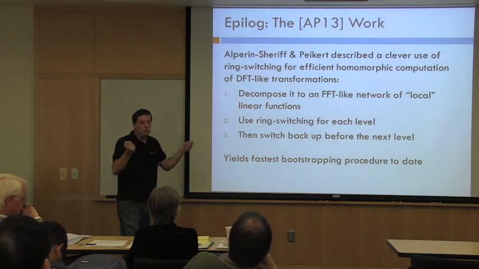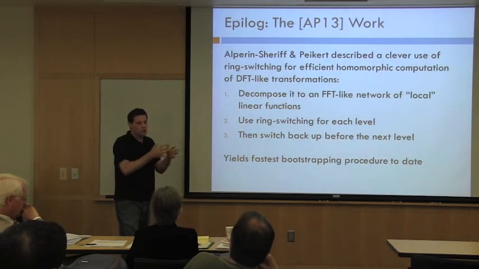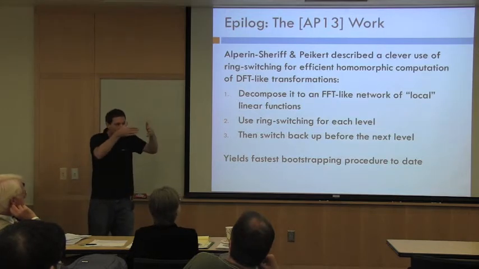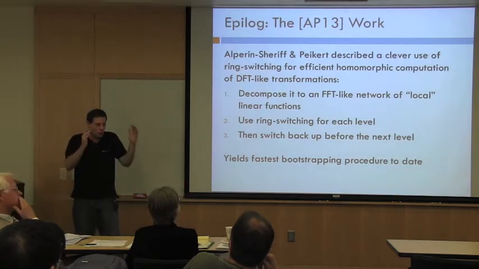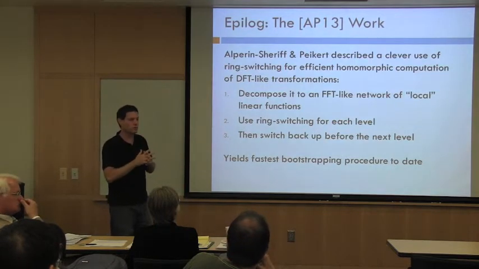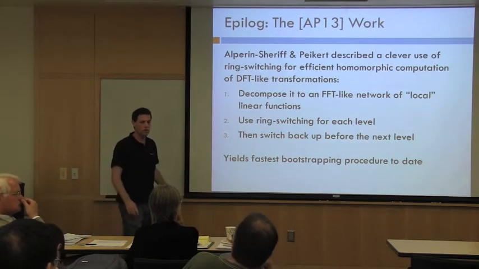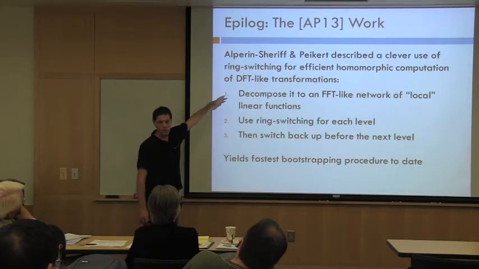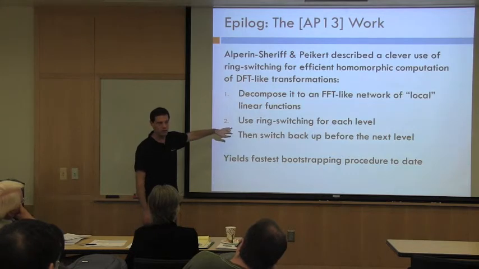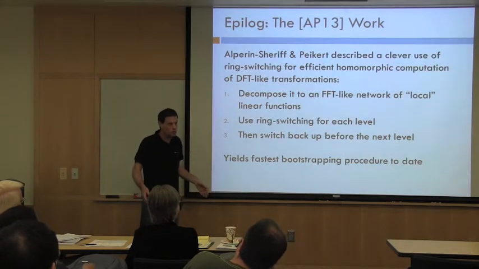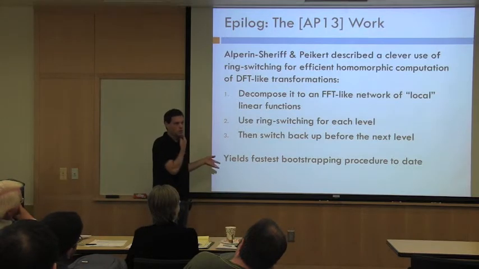Well, what do we know about the discrete Fourier transform? We know that you can come up with an FFT network for it. And an FFT network is a network of many small linear functions. They're all very local. All of them take like 2 or maybe 4 or some small number of inputs and produce an output. So let's use ring switching to do every layer of the linear function. And then once you're done in the small ring, you don't want to keep going down because you can't keep losing security this way.